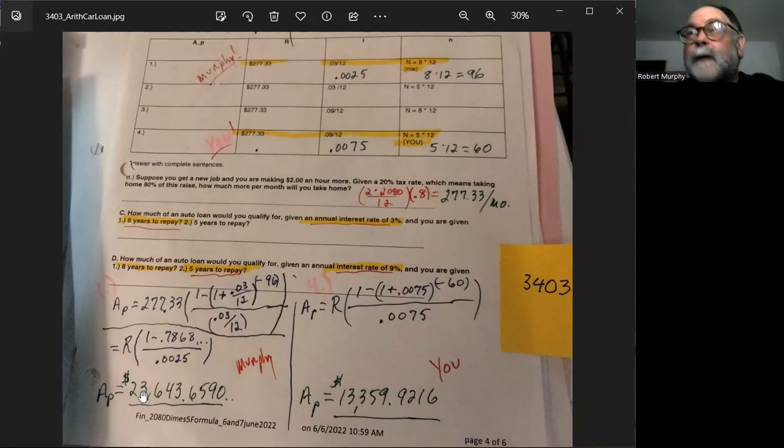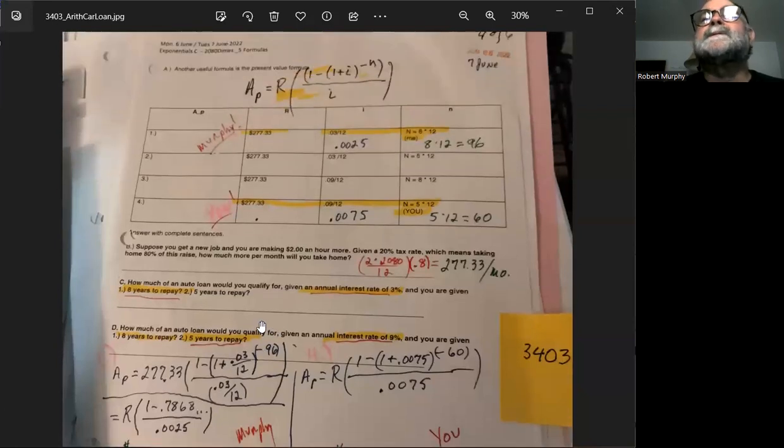23 grand. Now, when I first did this problem about 6 or 7 years ago, and right now it's 2023, so when I first did this problem, might have been 8 years ago, you could buy a pretty good car for 23 grand. Nowadays, not as great. But the key thing is, let's not get too bogged down yet. What I want to do is walk through the other side.